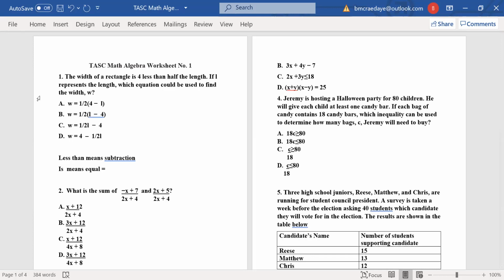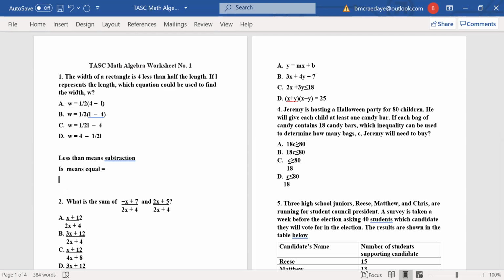More than means what? What does more than mean? Add. That's it. If you saw more than, it means addition.